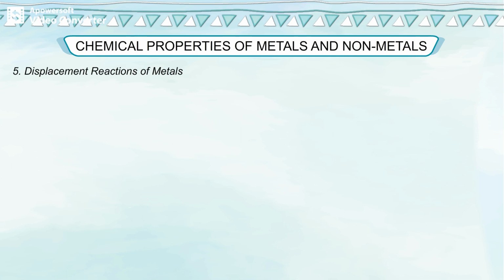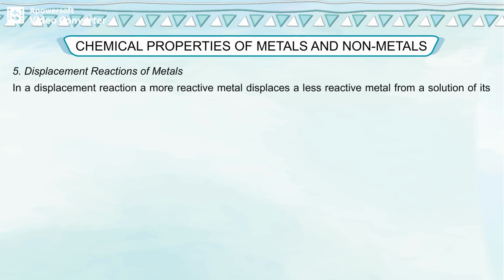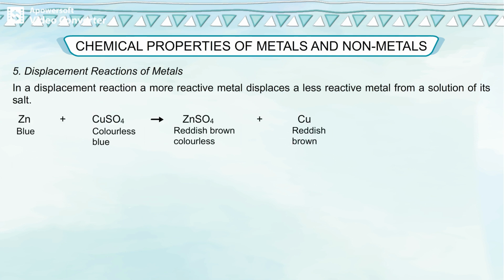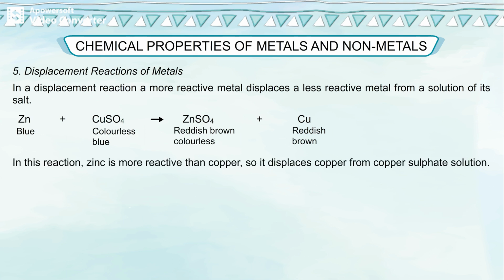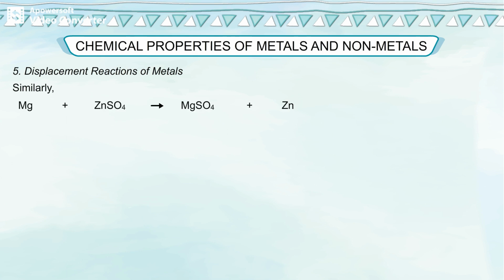Displacement reactions of metals. In a displacement reaction, a more reactive metal displaces a less reactive metal from a solution of its salt. Zn (blue) plus CuSO4 (colorless blue) gives ZnSO4 (colorless) plus Cu (reddish-brown). In this reaction, zinc is more reactive than copper, so it displaces copper from copper sulfate solution. Similarly, Mg plus ZnSO4 gives MgSO4 plus Zn. Here, magnesium is more reactive than zinc.